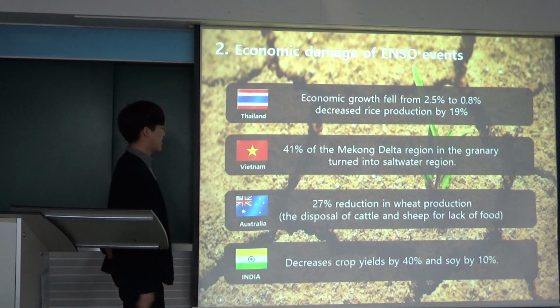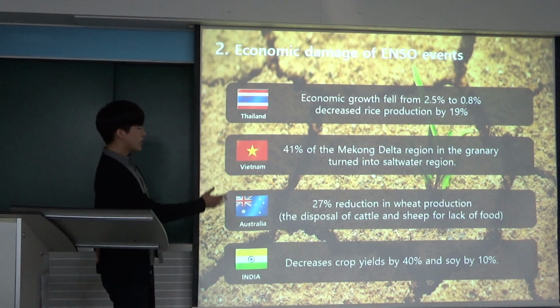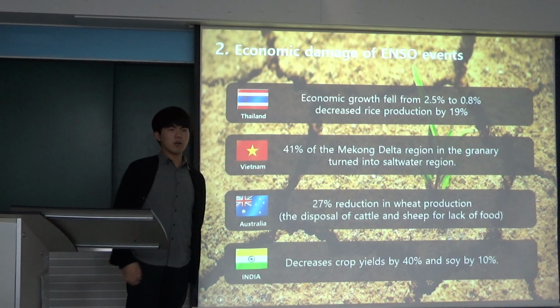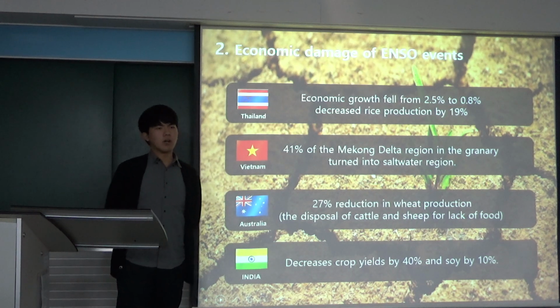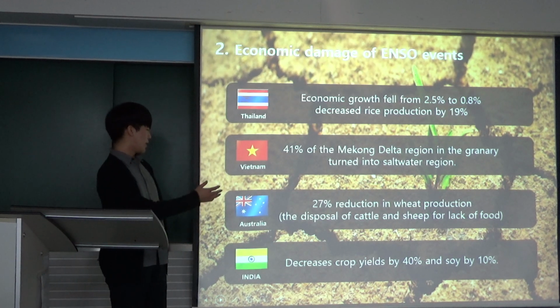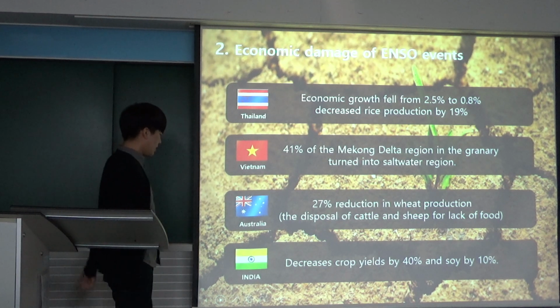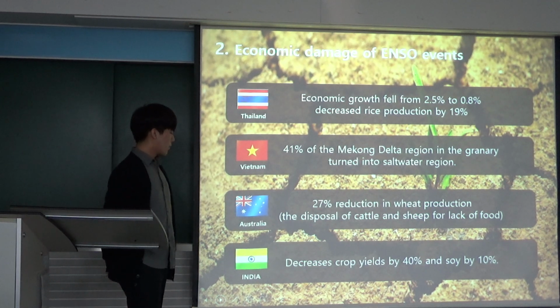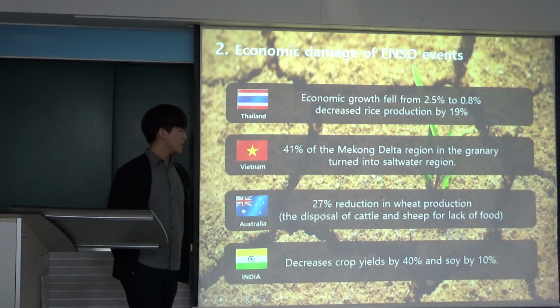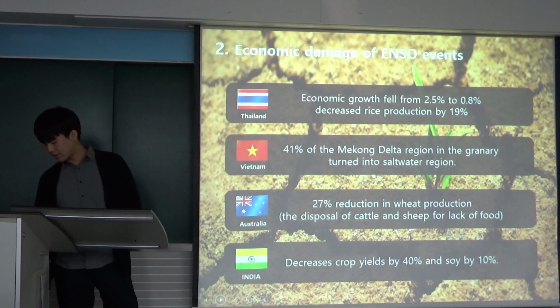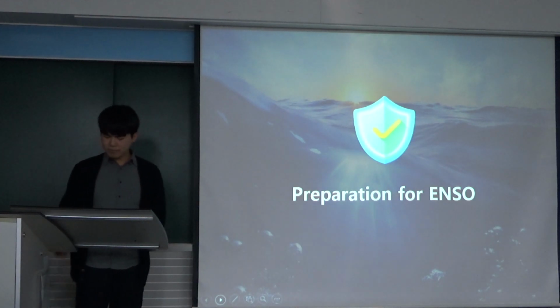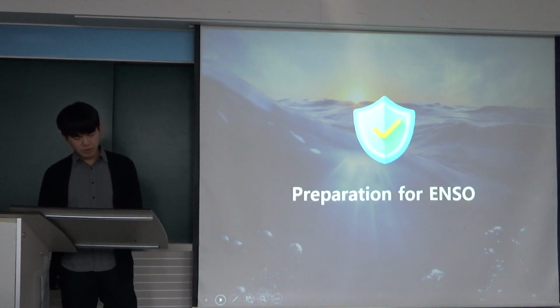And third, Australia. Wheat production dropped 27%, there was a shortage of food, and cattle and sheep died. Finally, India. Crop yields decreased by 40% and soy by 10% compared to the previous year. And last, preparation for ENSO.